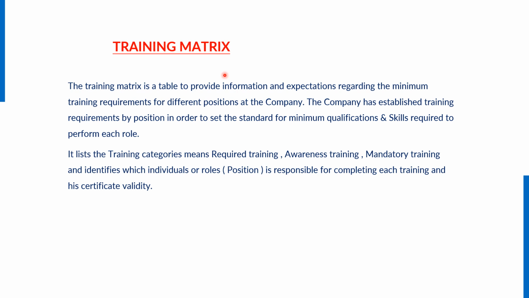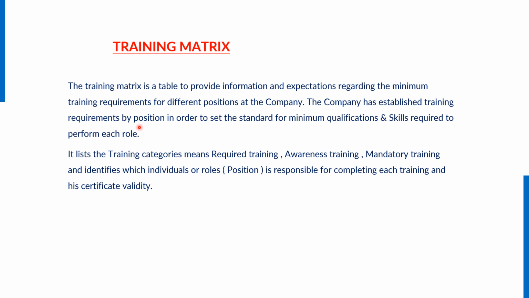So the training matrix is a table to provide the information and expectations regarding the minimum training requirements for the different positions at the company. The company has established the training requirements by position. By position means every position. Some trainings are common and mandatory for every position, and some trainings are position related only. And some trainings are just for awareness.